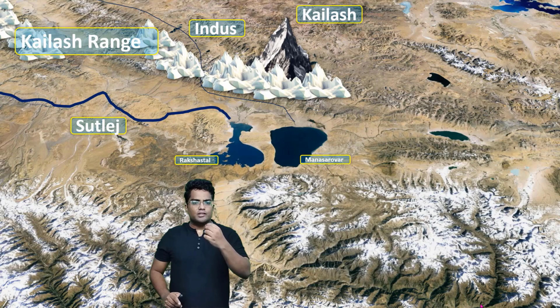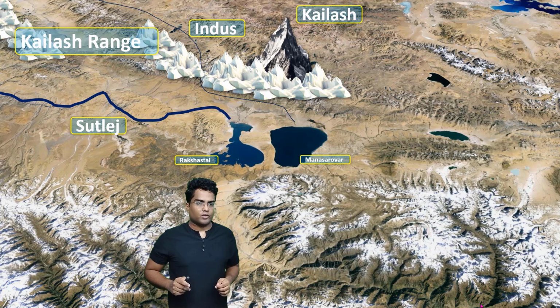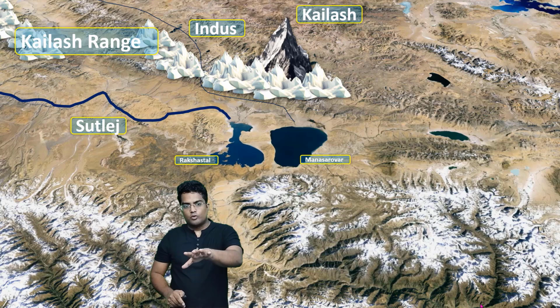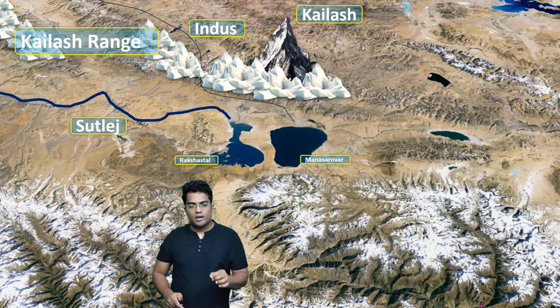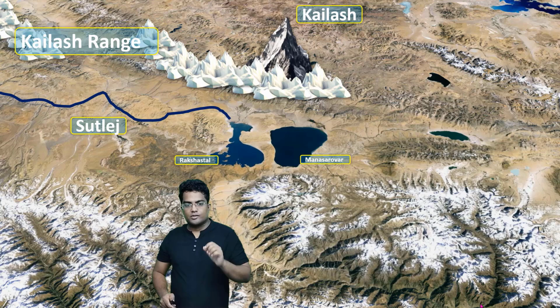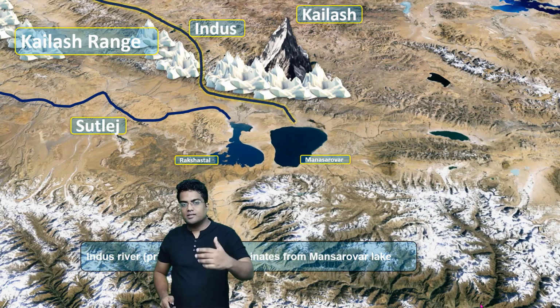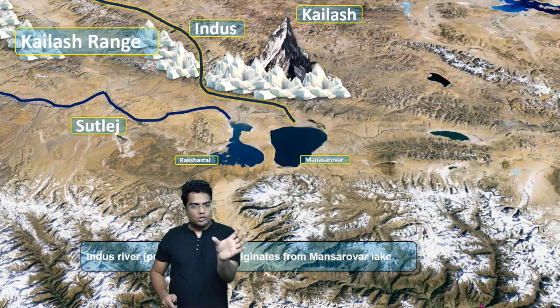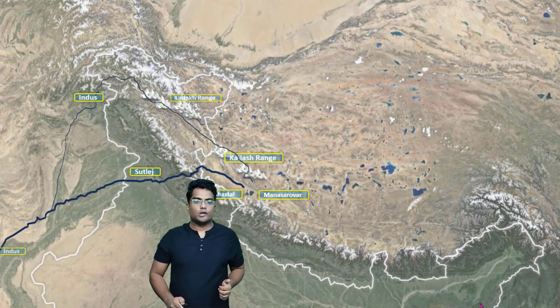So as you can see, Satluj starts from Lake Rakshastal. As you can see, that's the whole of the Kailash range, that's Kailash mountain, and there's a small tributary of Indus going in. Okay, so that's where the Indus River starts. That's the Indus River. Now let me show you the entire stretch, how the Indus River starts from Mansarovar and goes through India and then into Pakistan.